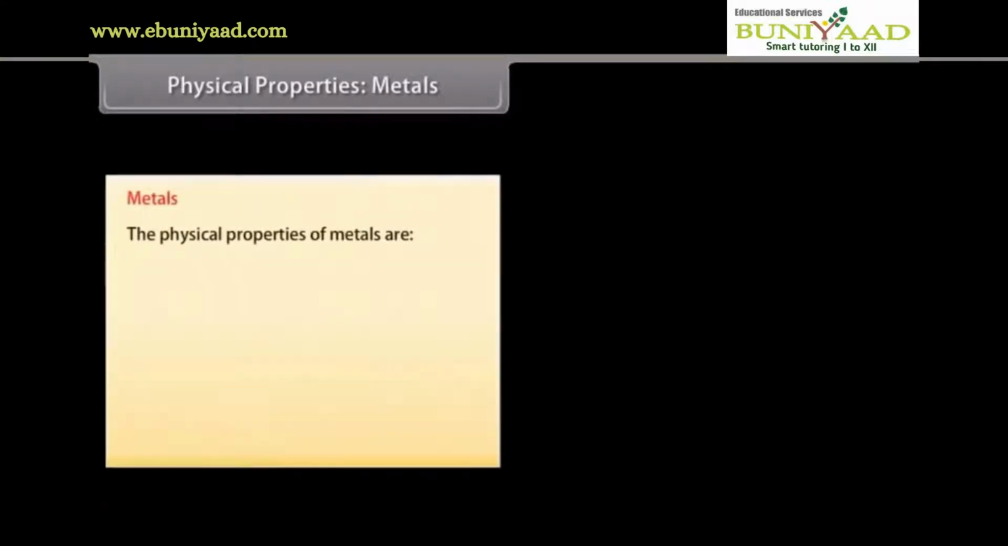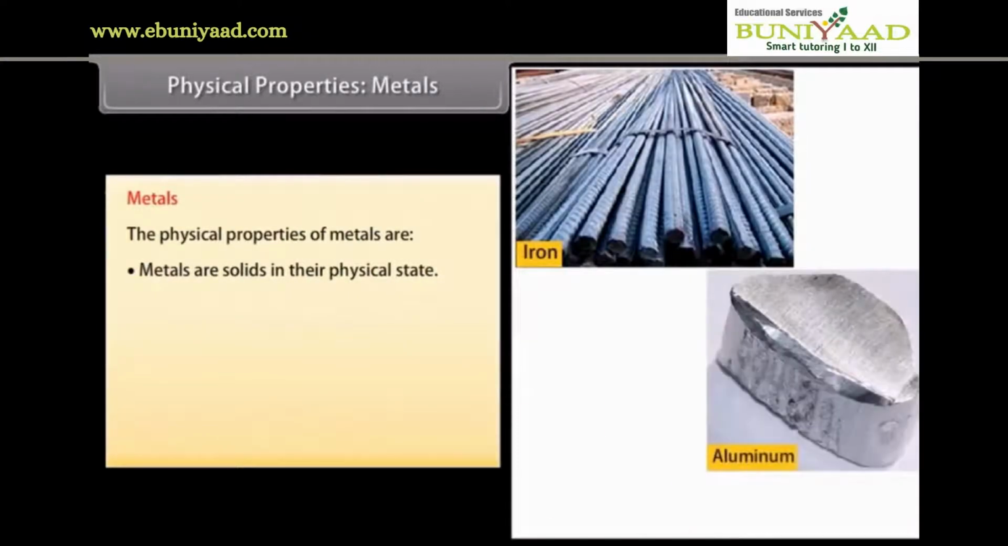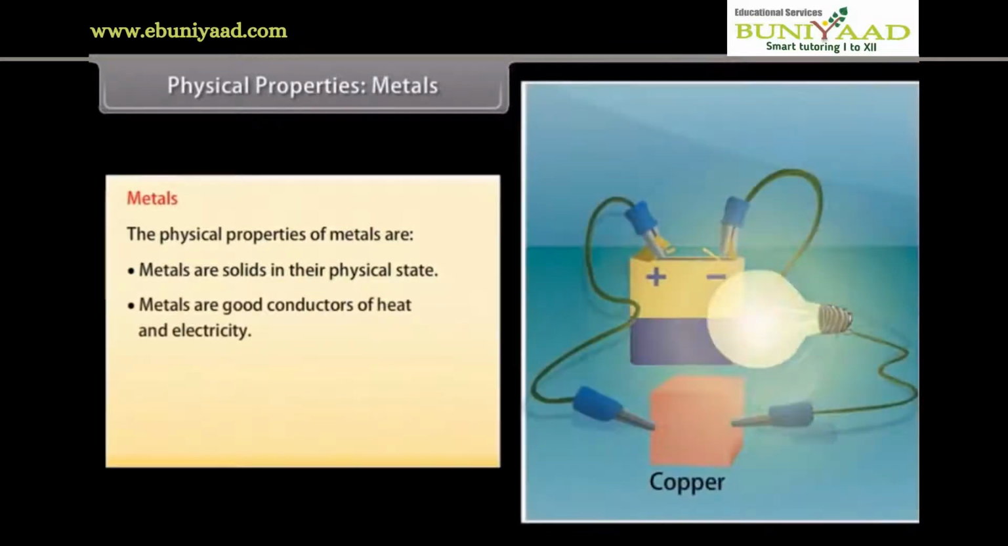The physical properties of metals are: physical state. Metals are solid at room temperature. For example, iron, aluminium. Only mercury is liquid metal. Good conductors of heat and electricity. Metals are good conductors of electricity as they have free electrons. For example, silver and copper are the best conductors of heat and electricity, whereas lead is the poorest conductor of heat.